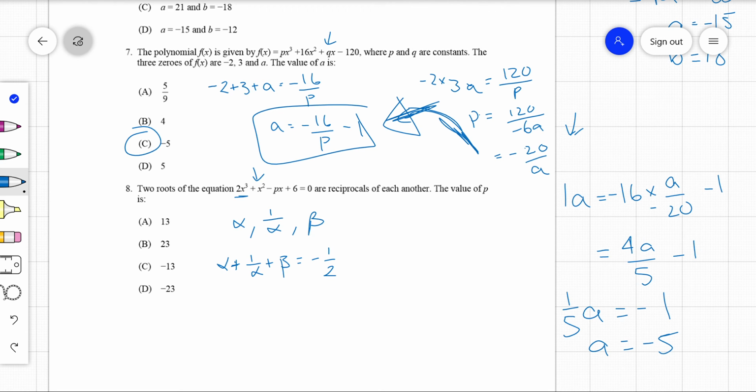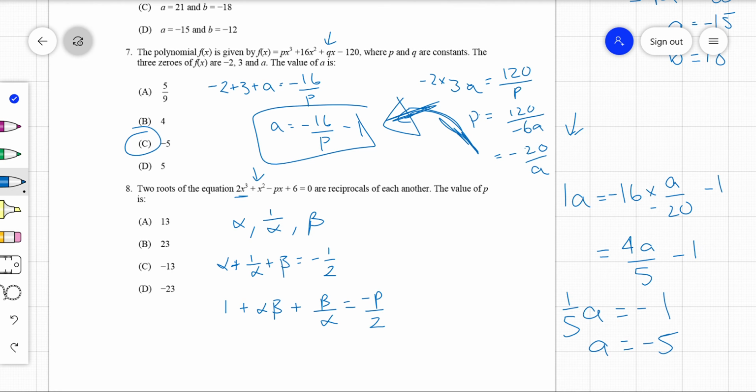All right, if I do the pairs, so I put alpha and 1 on alpha together, that's just 1. And then I'll have alpha with beta, and then I'll have beta with 1 on alpha. So the sum of pairs would be c on a, which is negative p on 2. Okay, what else do I have?